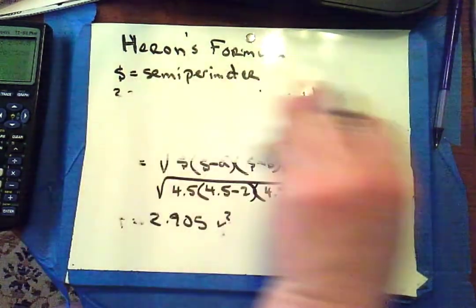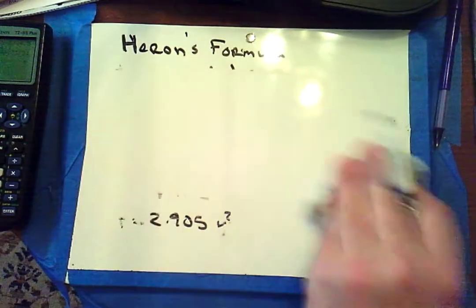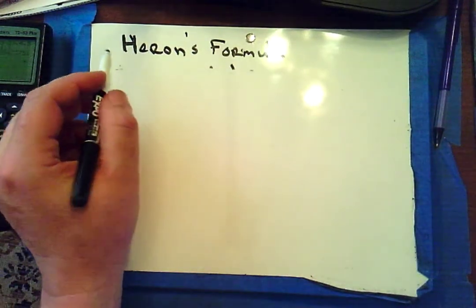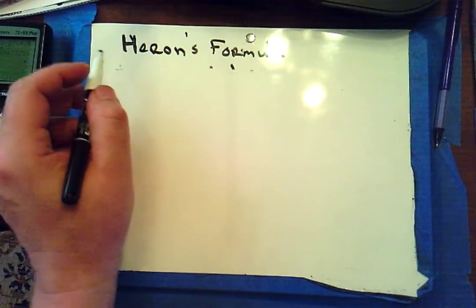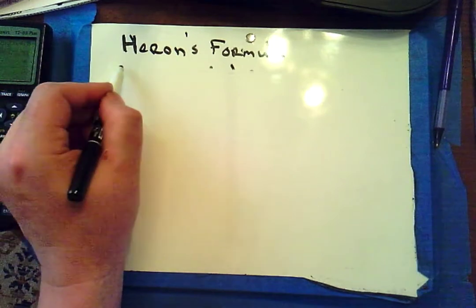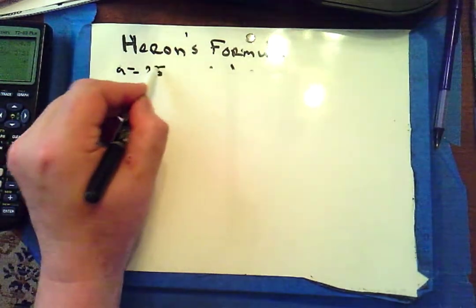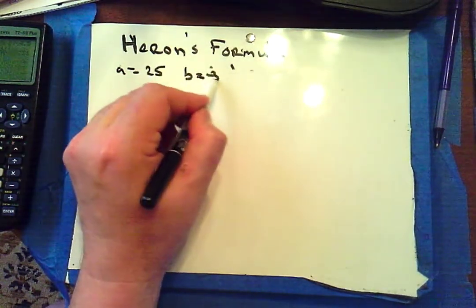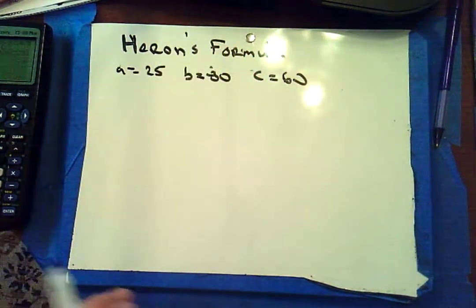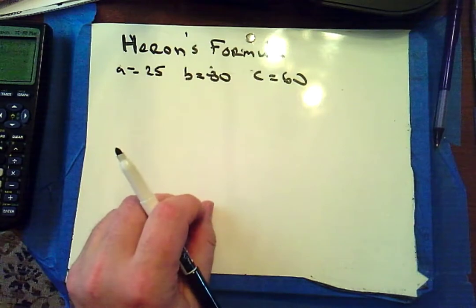So here's one for you to try. Please find the area of this triangle. Where's our triangle? There it is. A equals 25, B equals 80, C equals 60. You might want to pause this video now and give it a try.